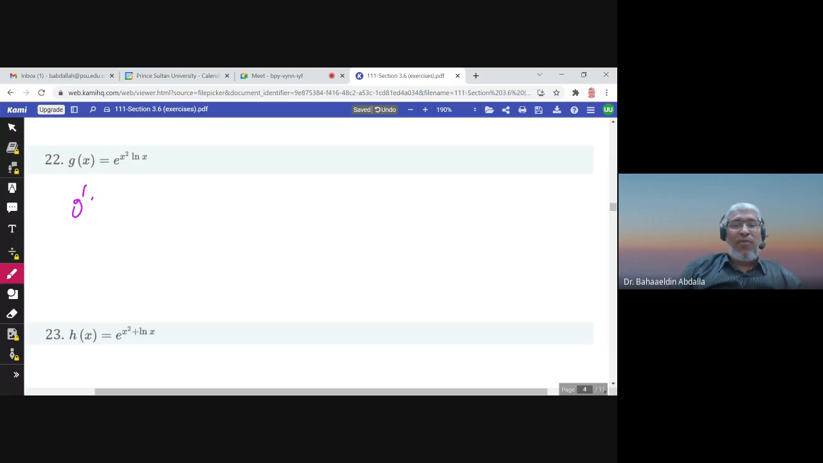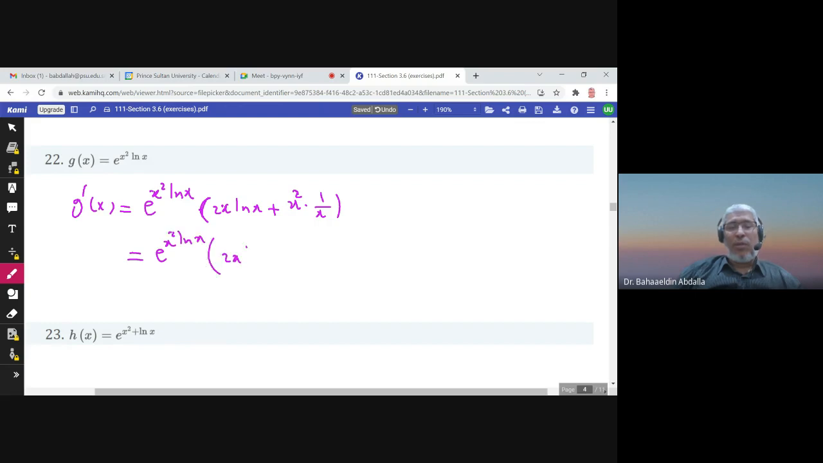Here g prime of x would be derivative of e is e times derivative of u, but it's a product of two functions, so I'll use the product rule. Derivative of x squared is 2x plus x squared times derivative of ln x, which is 1 over x. So the final answer would be, x squared over x is just x.